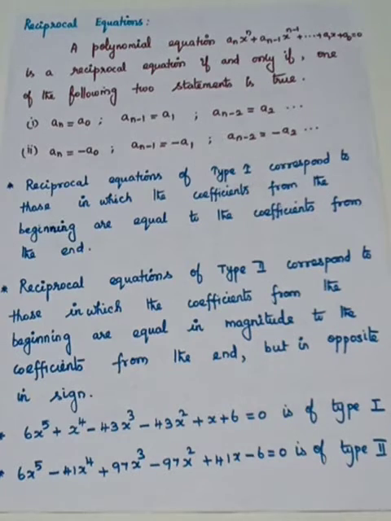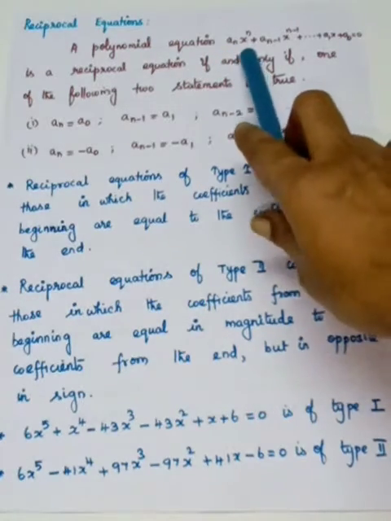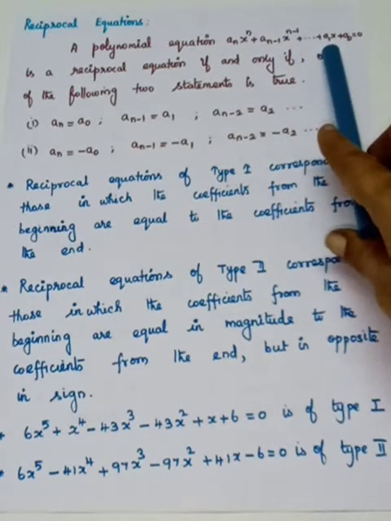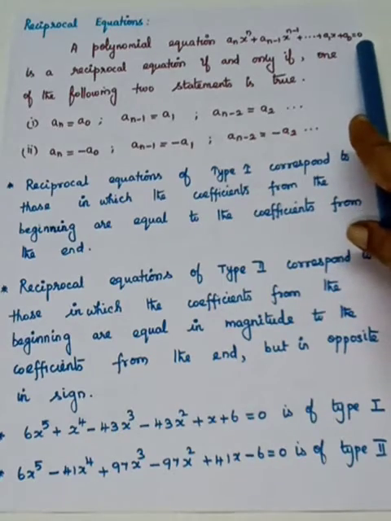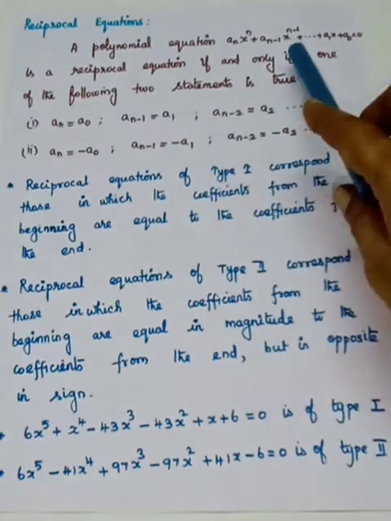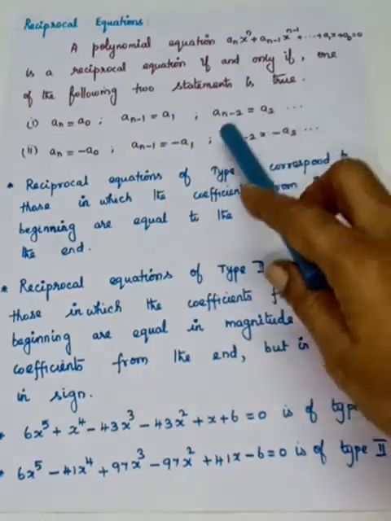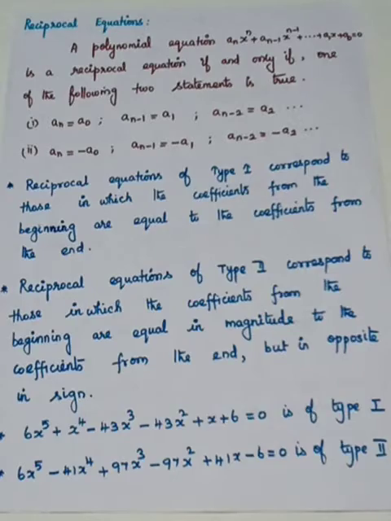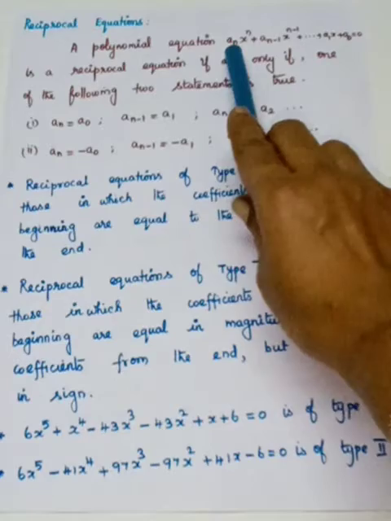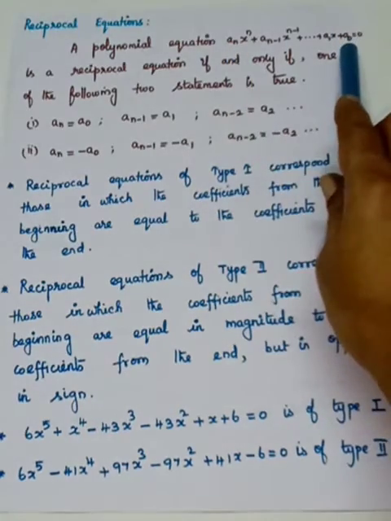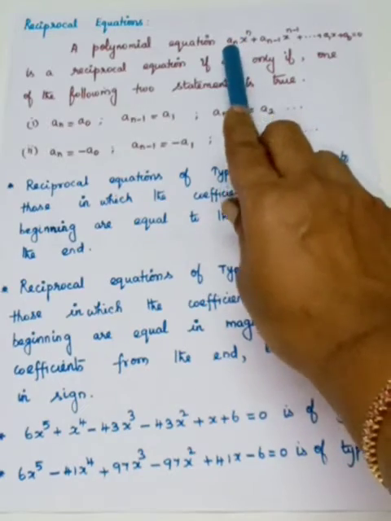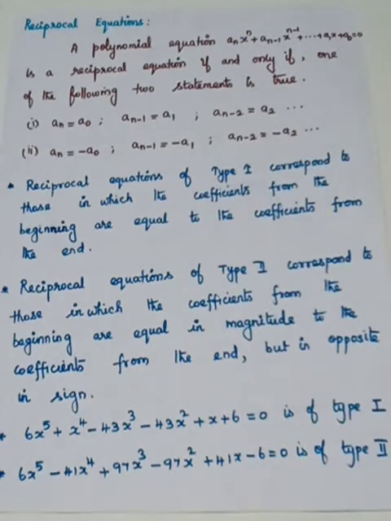A polynomial equation a_n x^n + a_(n-1) x^(n-1) + ... + a_1 x + a_0 = 0 is a reciprocal equation if and only if one of the following two statements is true. The first: a_n is equal to a_0, that is, a_n is the coefficient of x^n and a_0 is the constant. So a_n is the coefficient of the first term and a_0 is the coefficient of the last term.